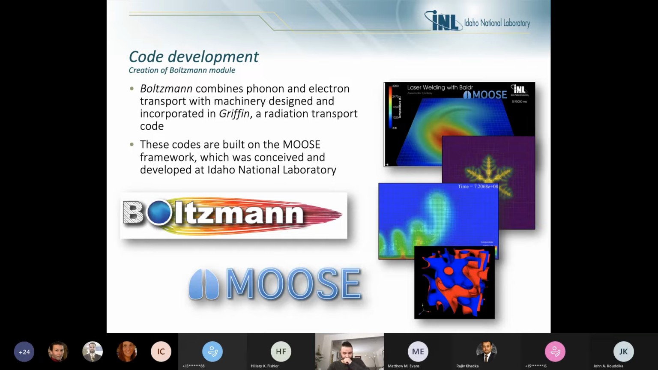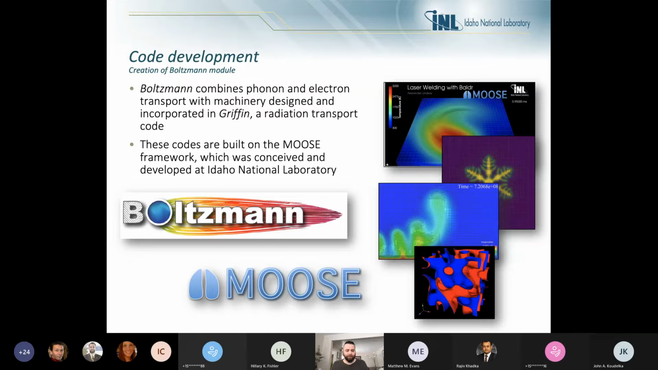Griffin is a radiation transport code here that we use for a lot of things: large reactors, microreactors, small modular reactors. And being a neutron transport code, it has been and is export controlled. A lot of the work with the LDRD was to extract a lot of the general purpose transport machinery and put it into Boltzmann, because Boltzmann is actually going to be in Moose. It's not there yet, but we're working on it. It'll be released this year sometime.